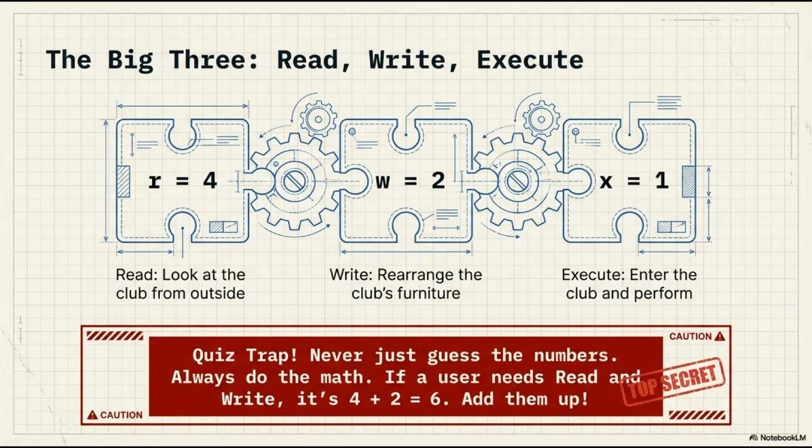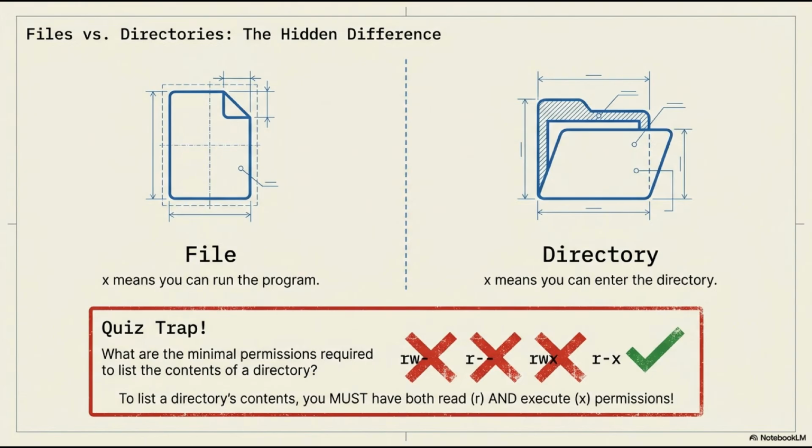Let's advance to slide 4, files versus directories: the hidden difference. And here's where it gets really interesting. I mean, this honestly kind of shocked me. You're talking about the execute permission. Yes, the hidden difference there. Because for files, it just means running a program, but for directories, it means physically entering the directory.